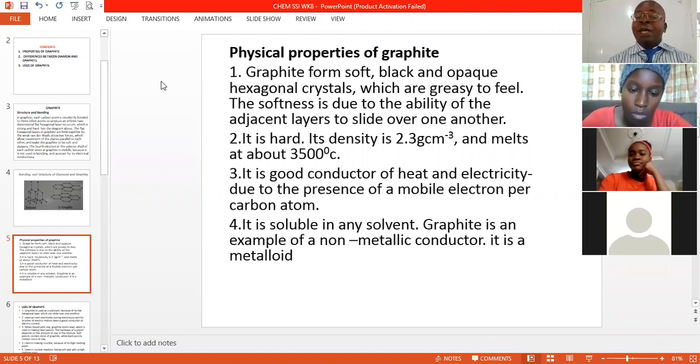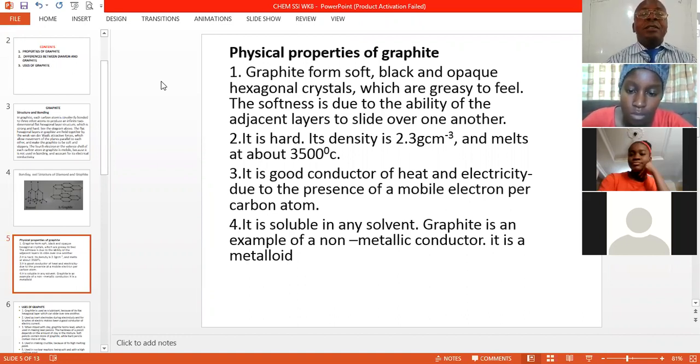You know, the density of diamond is what? What is the density of diamond? I gave you last week. 3.53 gram per cm cube. And this one is 2.3 gram per cm cube. So diamond is harder than graphite. In short, diamond is the hardest substance known.